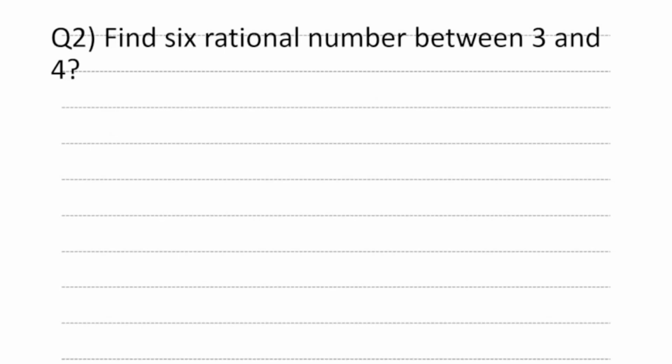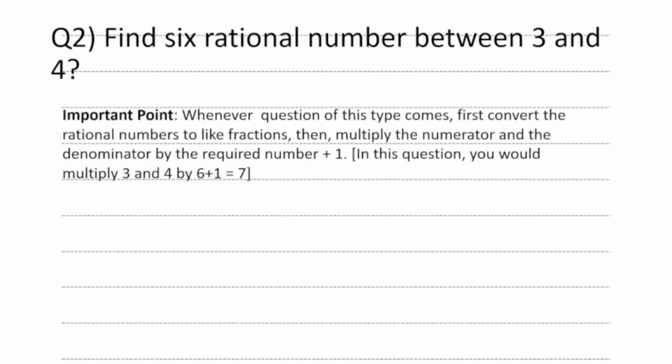Over here, for this question, I would like to give you an important point. Whenever questions of this type come, first convert the rational numbers to like fractions, then multiply the numerator and the denominator by the required number plus 1. For example, in this question, you would multiply 3 and 4 by 6 plus 1, which is 7. So now we perform the calculation.